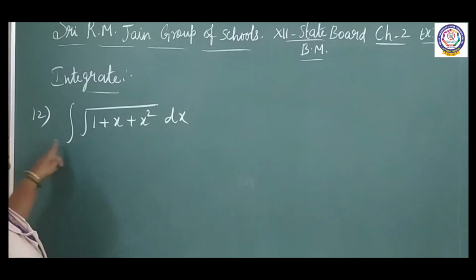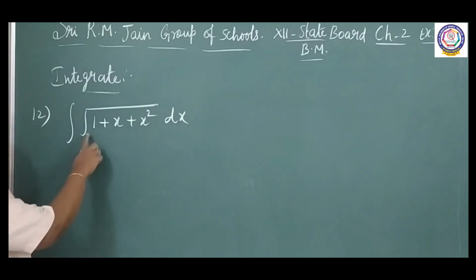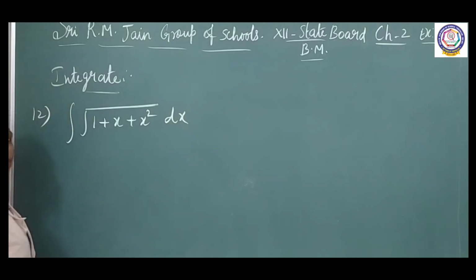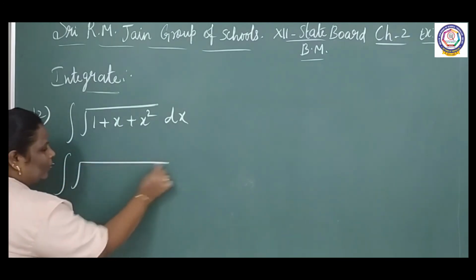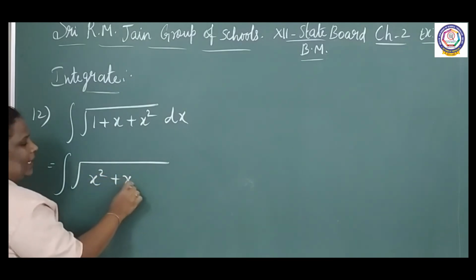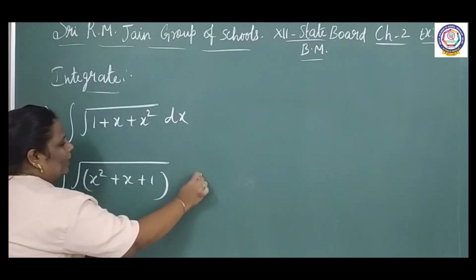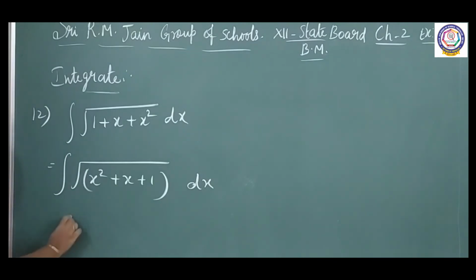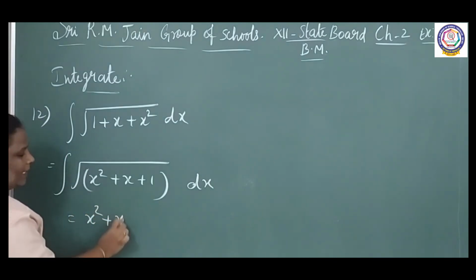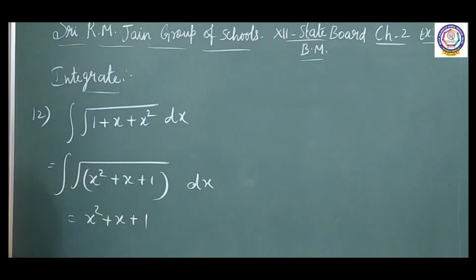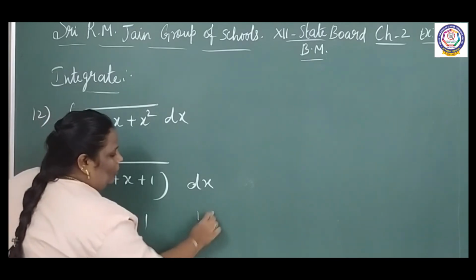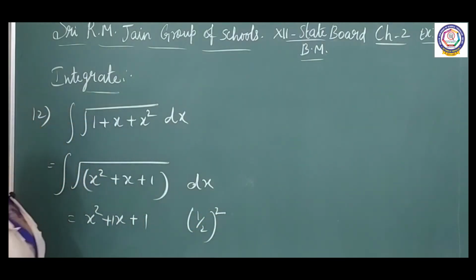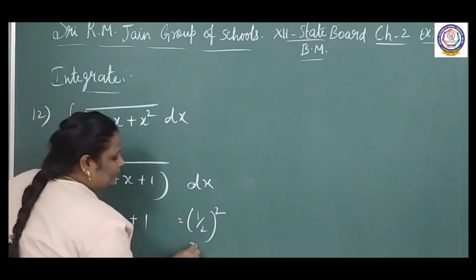See here, 12th sum, integral root of 1 plus x square into dx. See, you can write it in a proper way: x square plus x plus 1 into dx. So x square plus x plus 1, completing the square. What is the coefficient of x here? 1. 1 by 2 the whole square. So what is the value we are getting?